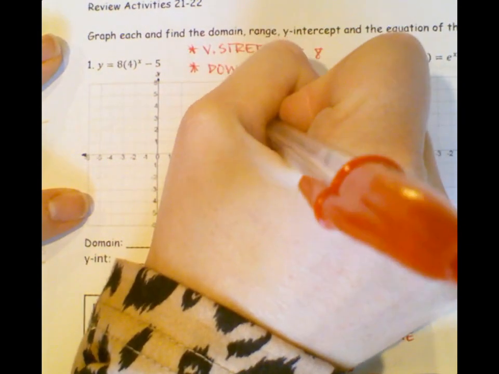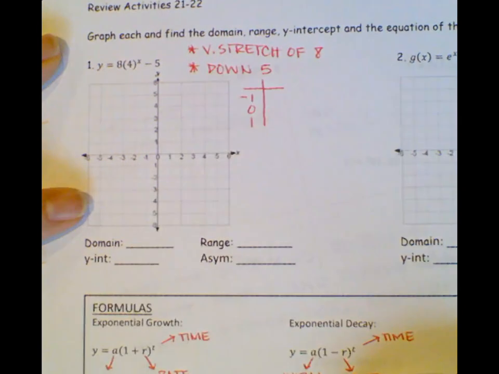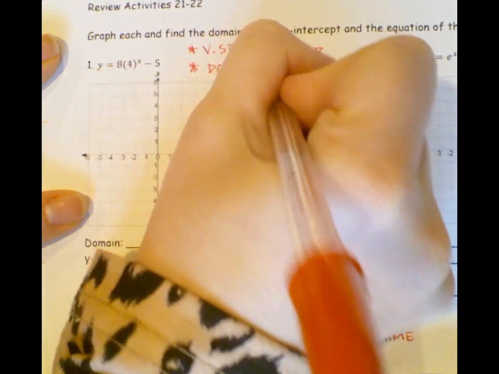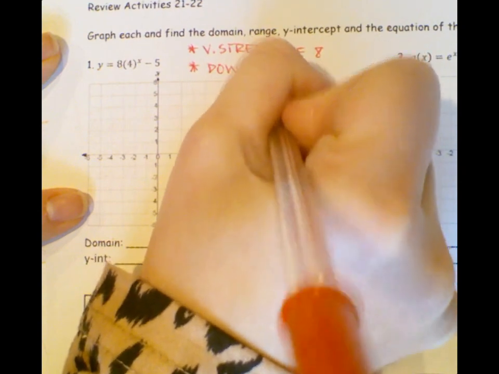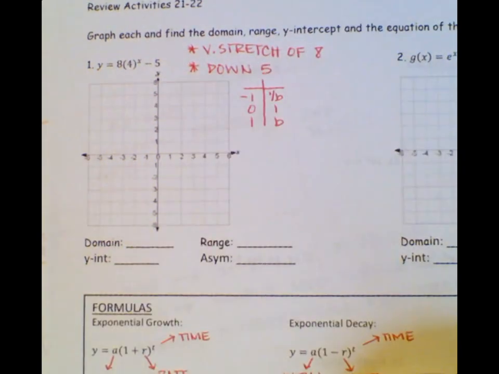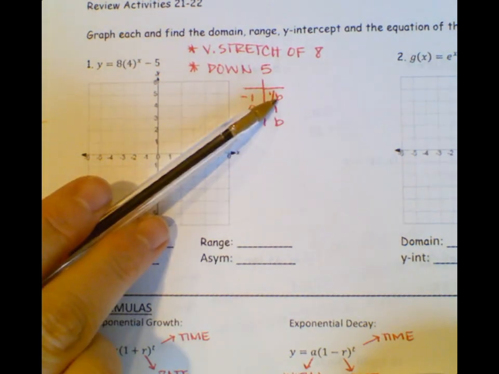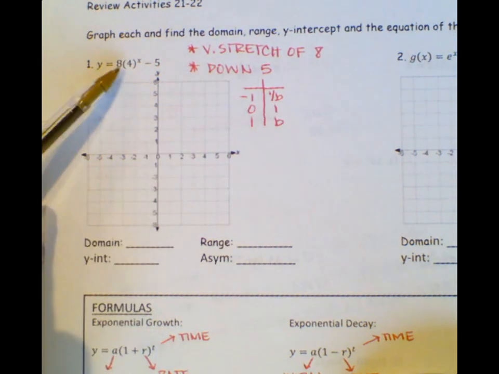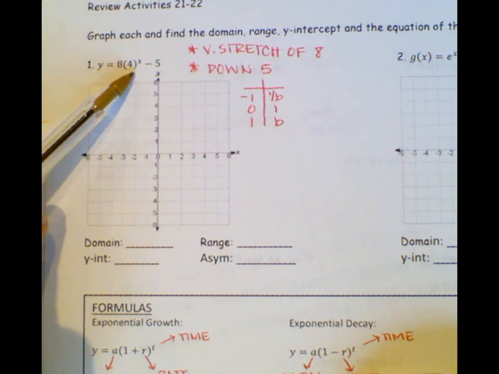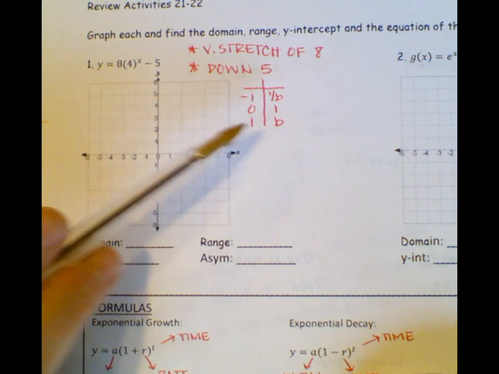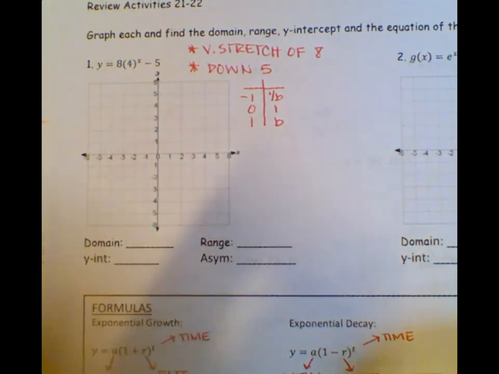Now, with the exponential equation, he has his own parent function. So his parent function, I'm going to put it right here. Your x's are -1, 0, 1. Your y's are 1 over b, 1, and b. Okay, so you need to know what your parent function is. Now, b stands for the base. So this is the only time this 4 comes into play. This 4 is the base of your exponent, so wherever we see a b, we're going to put in that 4.